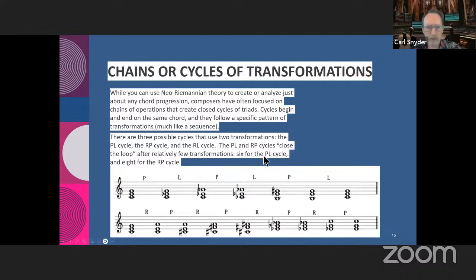PL and RP cycles close the loop after relatively few transformations. It only takes 6 for the PL cycle, and as you can see, it comes back to where it started. Just 6 moves. The RP cycle takes a bit longer, so back and forth, relative to parallel, relative to parallel, relative to parallel, relative to parallel, and we're back at 1, just transposed.